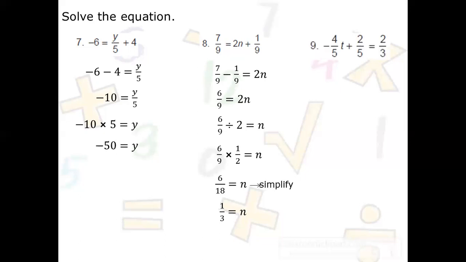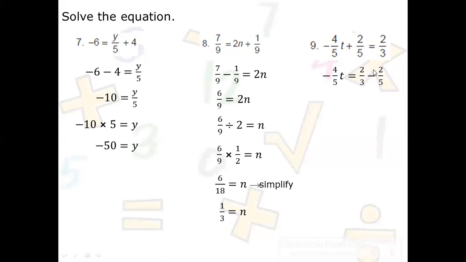Okay, moving to question number 9, we have -4 over 5t plus 2 over 5 equals 2 over 3. Now, what's the first step? Move the fraction, which is the number only, to the other side. So that will become -4 over 5t equals 2 over 3 minus 2 over 5. Now you have to listen to me very carefully for this question. Just concentrate a bit on what I'm telling you. You will understand. Now 2 over 3 minus 2 over 5.